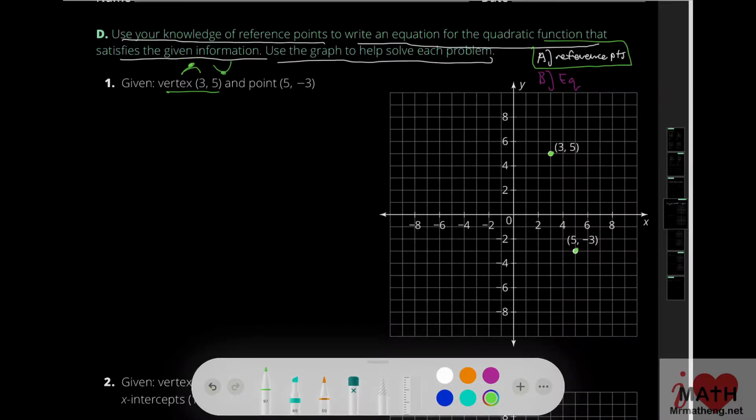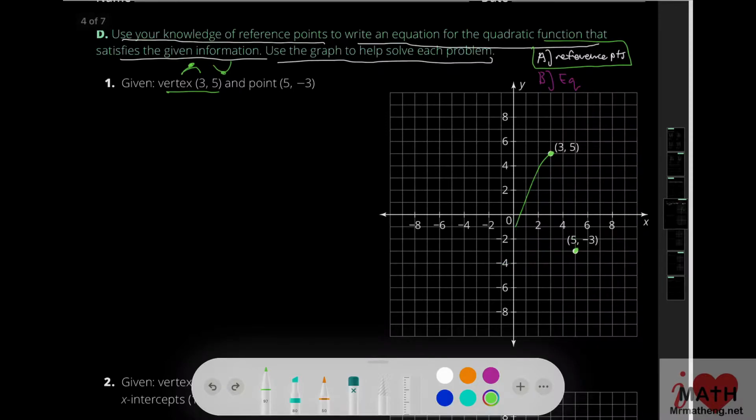Remember, if the vertex is the highest point, the maximum point, that means my graph's going to look something like this. Does that make sense? I know it's going to open down, so I know my A value is going to be negative. A is negative because the graph's opening down, because this is the highest point.